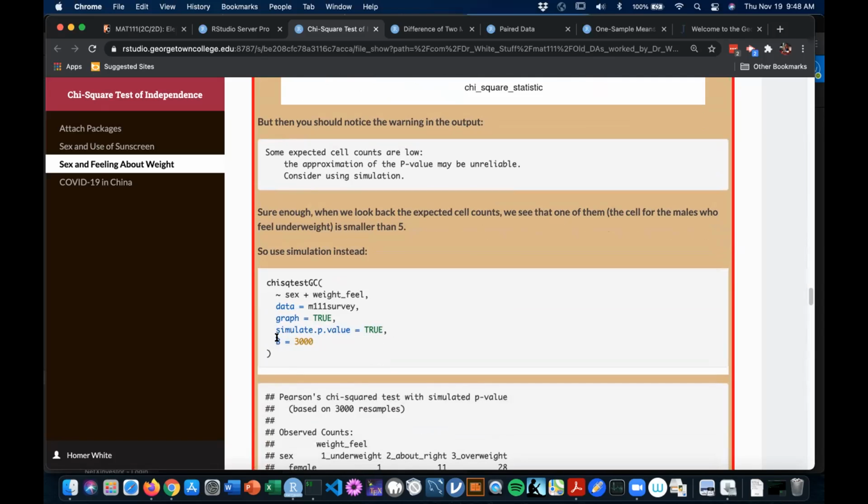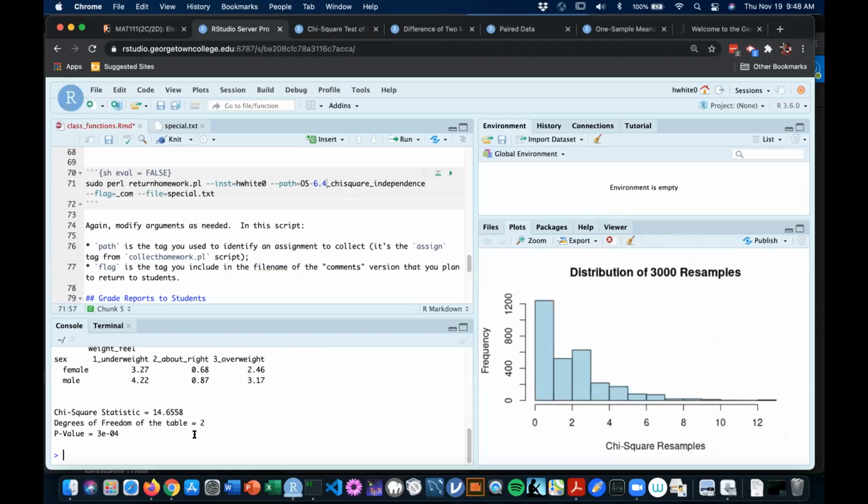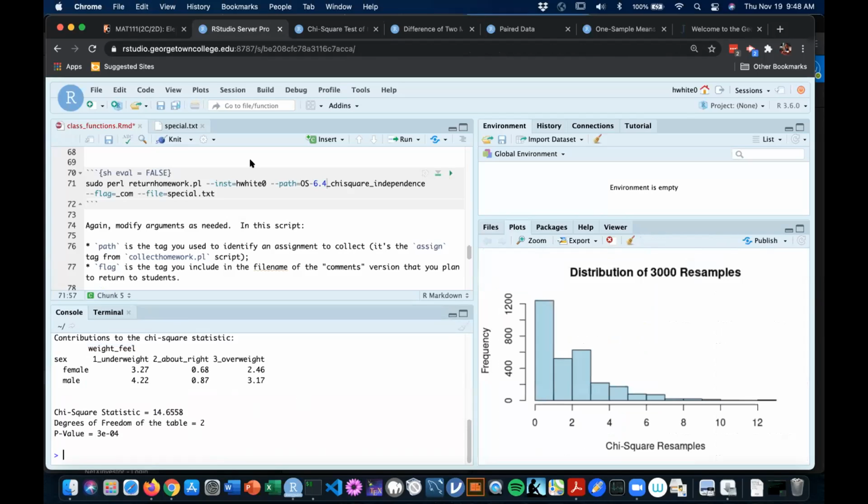You might wonder, why do they call that B? It comes from the word bootstrap, which is just terminology statisticians had around simulations. So basically, running that over in RStudio, and out it comes.